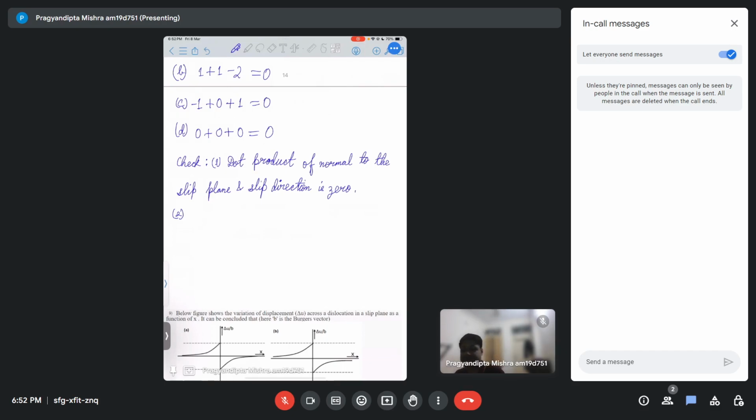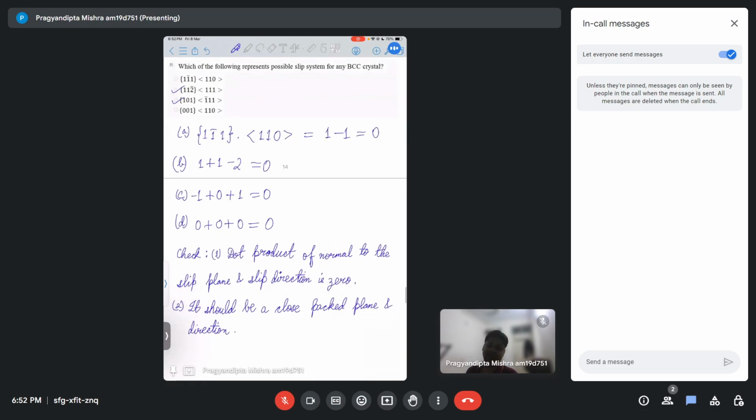it should be a close packed plane and direction. So what do we mean by close packed plane and direction? As I've explained before, the most densely packed plane and direction. Okay. So these two things you have to check to finally get your answer.